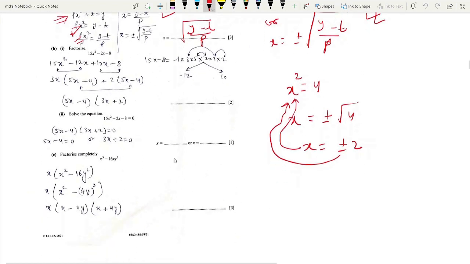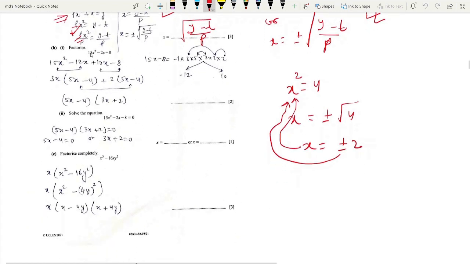Okay, next, factorize. This is also very simple, a normal quadratic equation. 15x square minus 2x minus 8. So how to factorize that? First we have to multiply this 15 and this minus 8. I have shown 15 times minus 8. I have multiplied, and I tried to factorize that also.